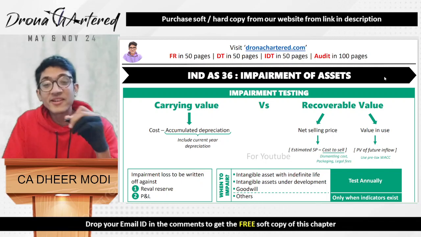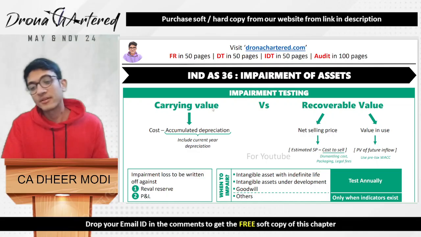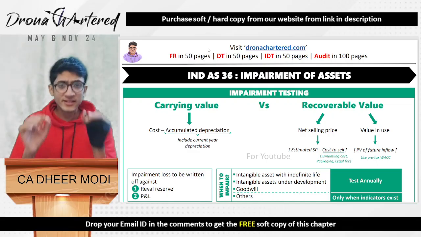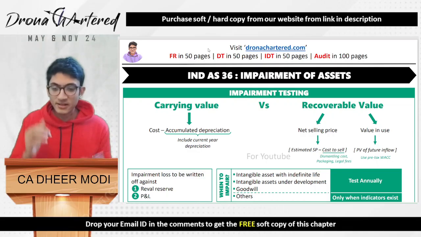Hello. Welcome to our next chapter, that is impairment of assets, that is Ind AS 36. A little important chapter, please pay attention.